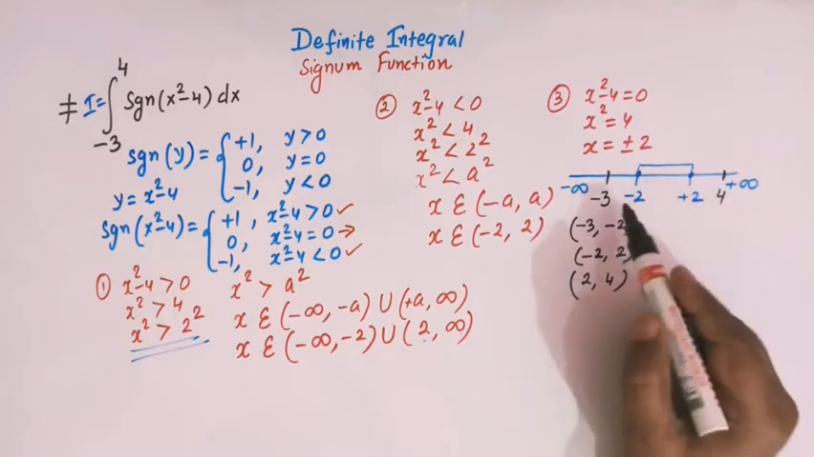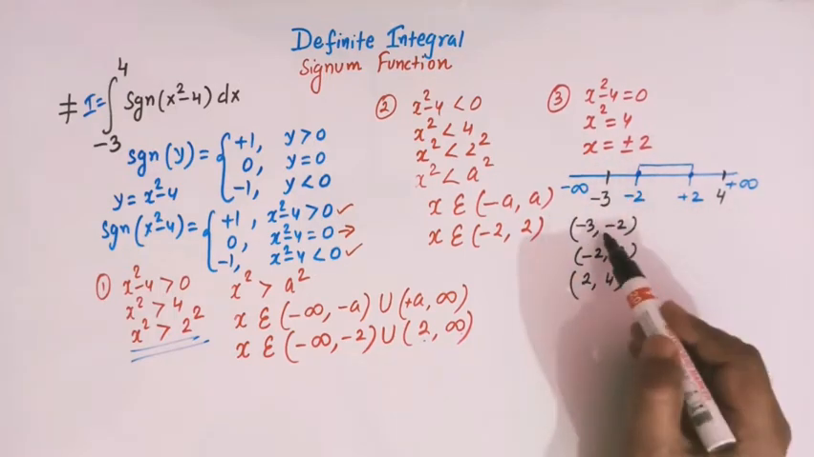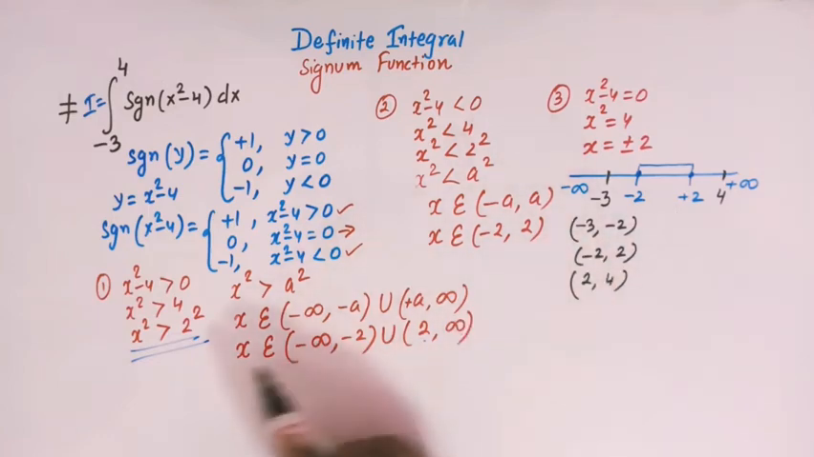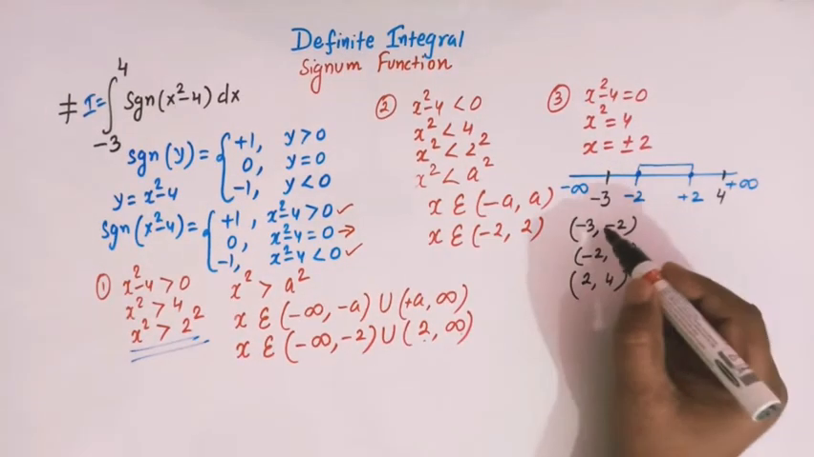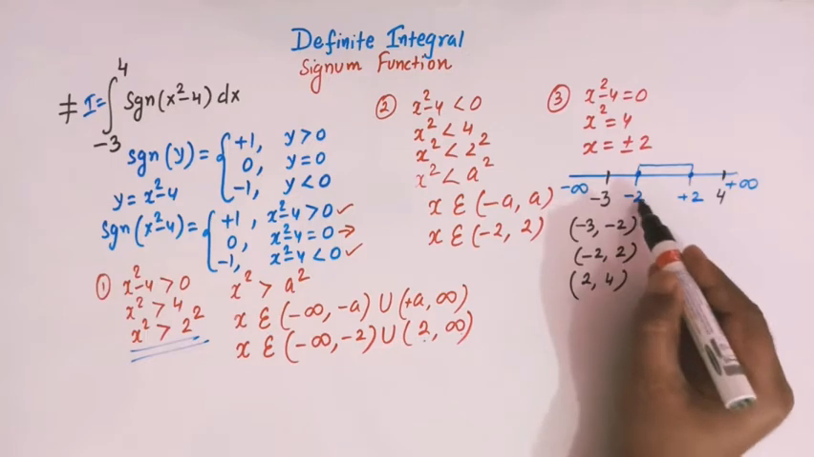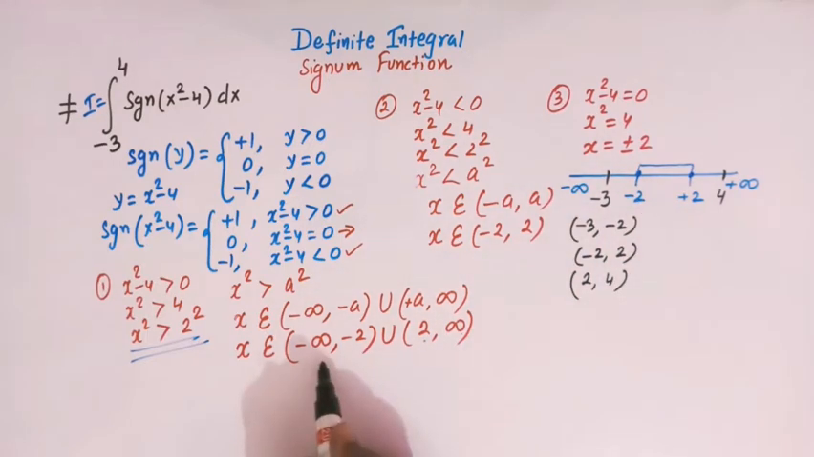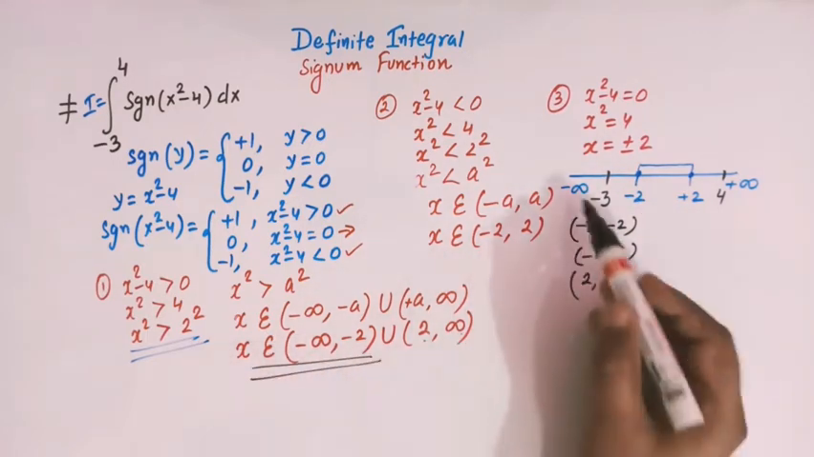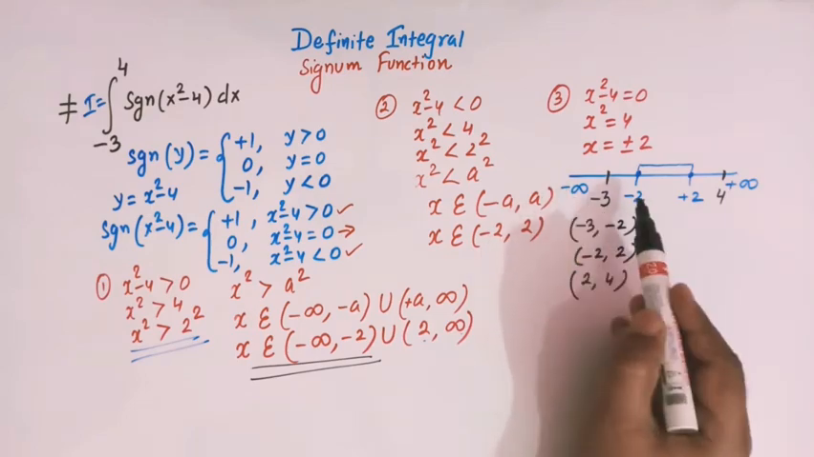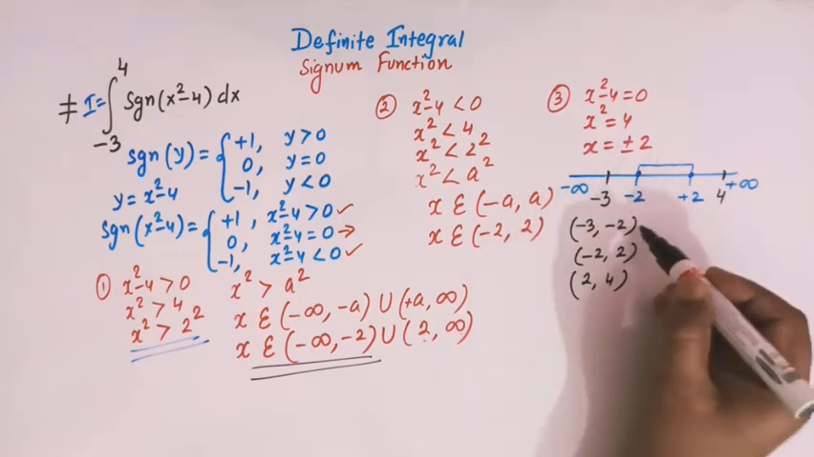Now if we compare these intervals with these solutions, we see that minus 3 to minus 2 lies in this interval, because here we have minus infinity to minus 2.